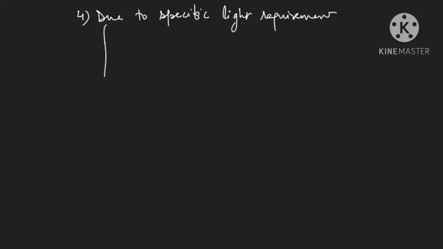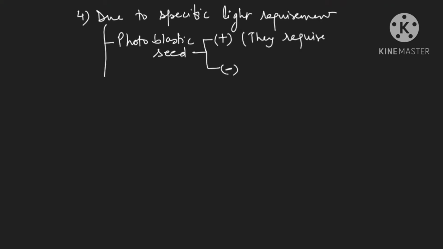Few seeds require the presence of light, meaning they are positive photoblastic seeds. Photoblastic seeds are those seeds which show a response to light. If they respond to the light, we call it positive photoblastic, and if they are inhibited because of the light, then we say negative photoblastic. If they germinate in the presence of light, that means positive; they require specific light for germination.